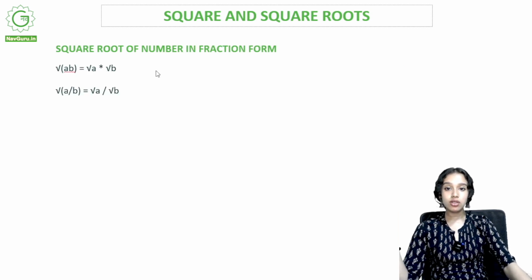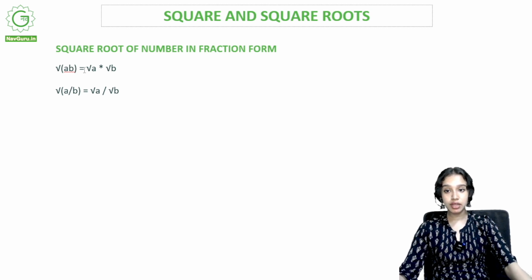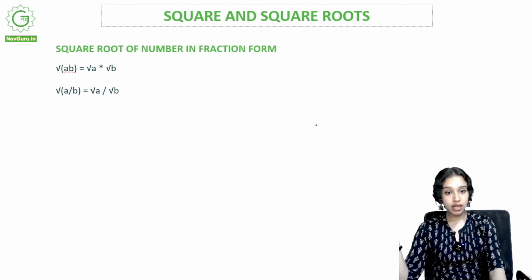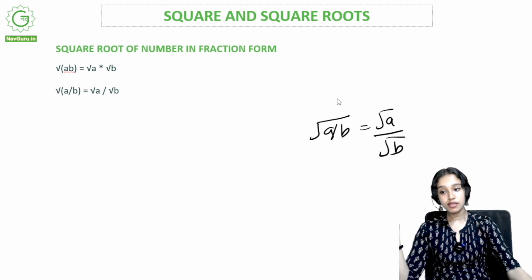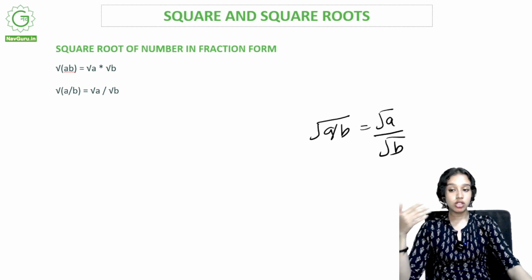Now, square root of a number in fractional form. This is the rule which we have explained earlier, which says that root of AB equals root of A into root of B. Just the same way, root of A by B equals root of A divided by root of B. Now, this is all about squares and square roots of numbers.